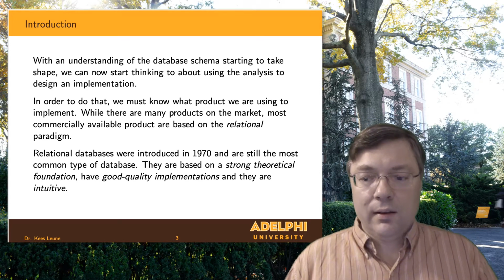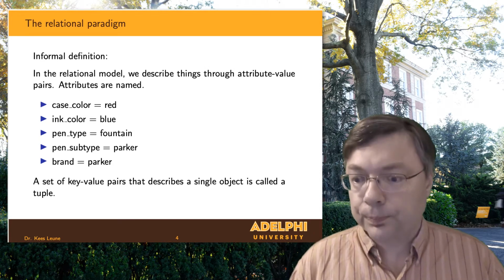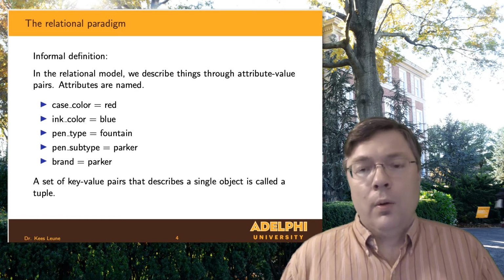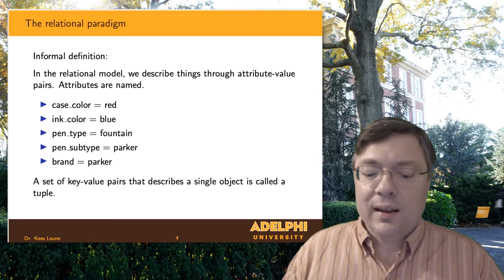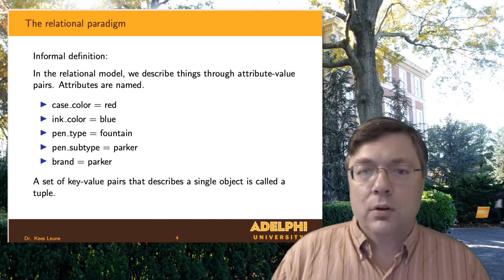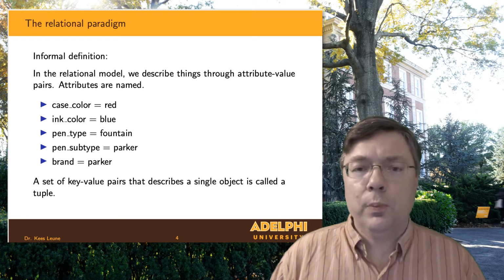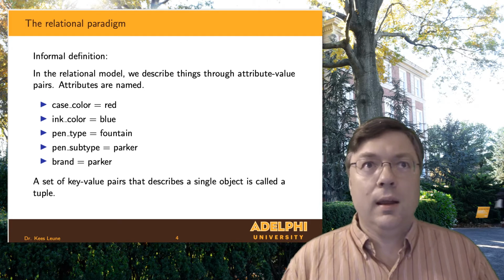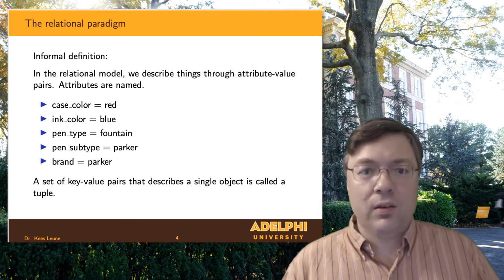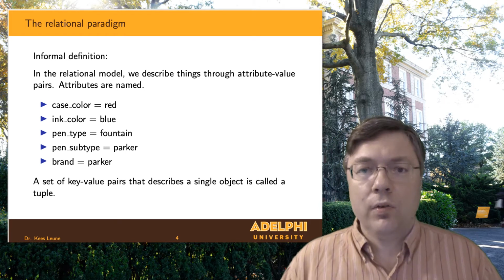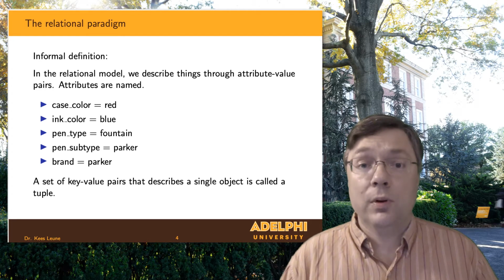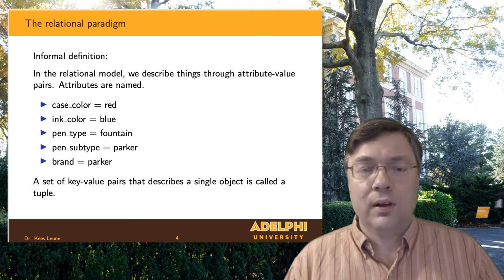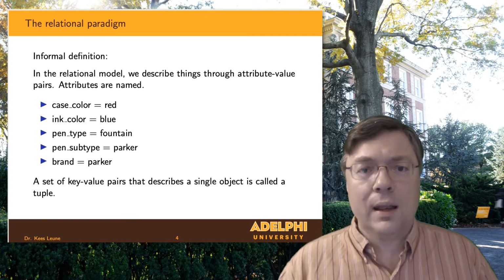So, having said that, let's talk about the relational model. Let's do an informal definition first. We're going to describe the things that we identified in our data model in key value pairs. So, for example, if I would be modeling, say, an inventory of pens, I can try to identify a number of attributes by which I am going to describe pens. And as I describe pens using those attributes, I give them actual values.